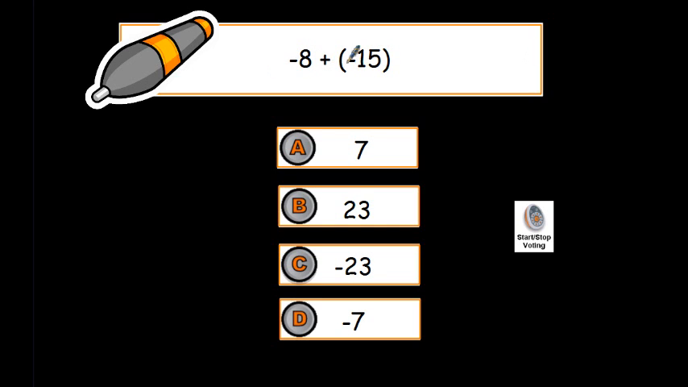Negative 8 plus negative 15, same signs, add them together, keep the sign. Oh, sorry, got that wrong. Negative 8, or 8 plus 15 is 23. Keep that sign.